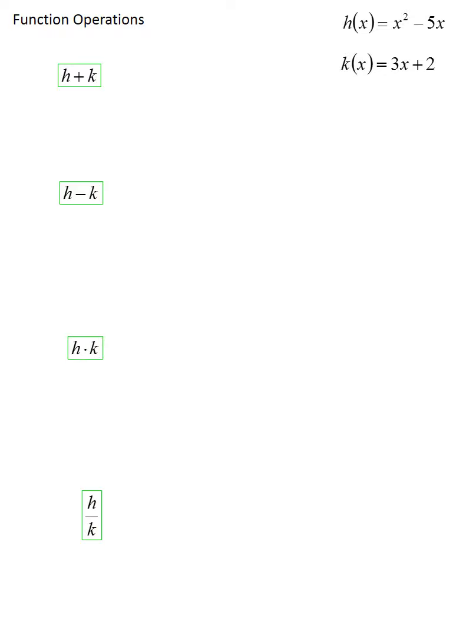Function operations can be a little bit more complicated if there's two functions. We're going to take these two functions and perform some operations on them both. For example, we'll see what it means to add functions, subtract functions, multiply functions, divide functions, and do something called a composition of functions, which would be these last two. Well, let's look at them one at a time, starting with addition.